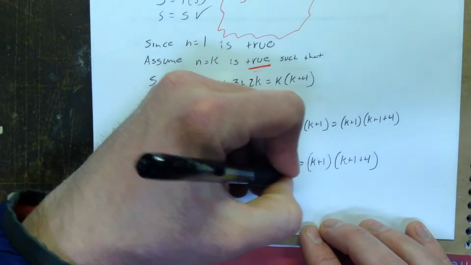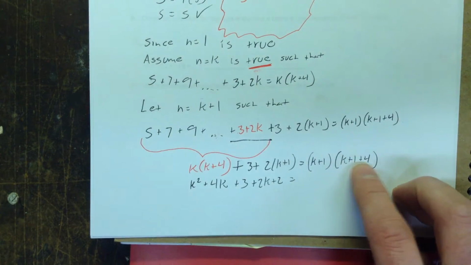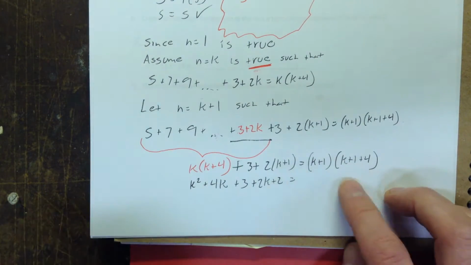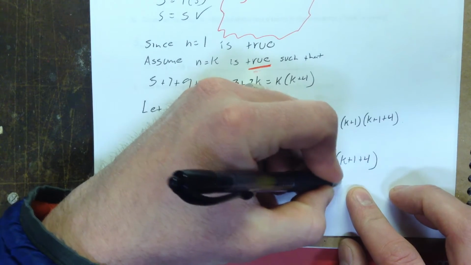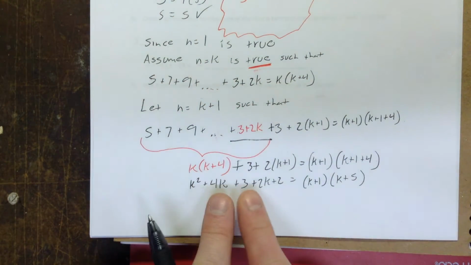Let's look at what's happening over on the right side. On the right side, you can do a couple things. You can combine the 1 and the 4 together, or you can just start foiling right away. It's up to you. I think I'm going to combine the 1 and the 4 together, which is going to give me k plus 1 and k plus 5. There. Okay, back to the left side over here.